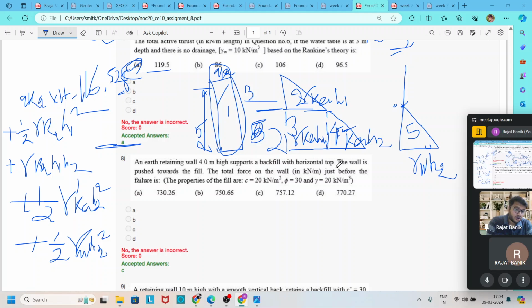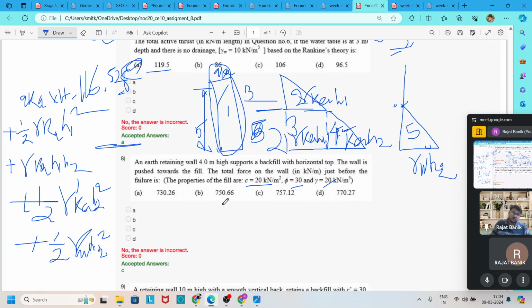The total force on the wall just before the failure. So we have to find out the pressure just before the failure of the wall. That means we have to find out the total passive thrust on the soil. And the soil properties are given: cohesion C is given as 20 kilonewton per meter square, phi is given as 30 degrees, and gamma is given as 20 kilonewton per meter cube.